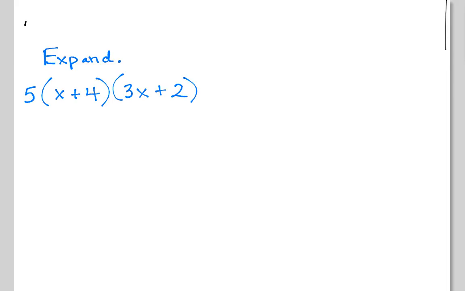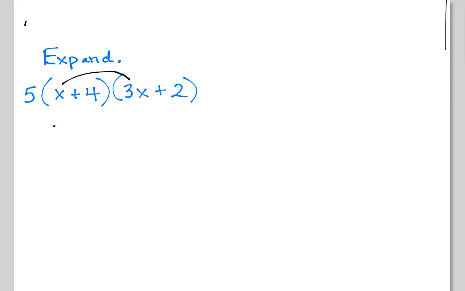So you have two options. FOIL first, simplify, then put the 5 in. Or put the 5 into one of them, and one of them only. If you put 5 into both, that's like multiplying by 25. You can only put the 5 into one of them. I personally would probably FOIL. So I'm going to do that.